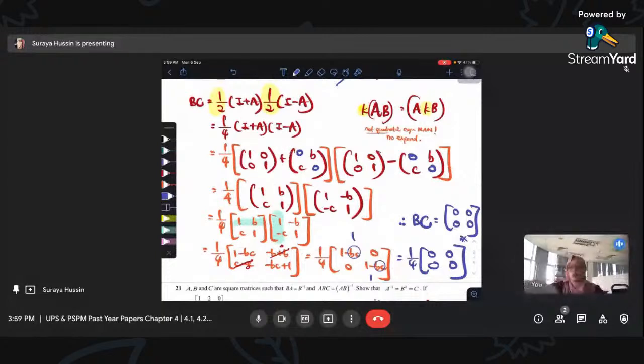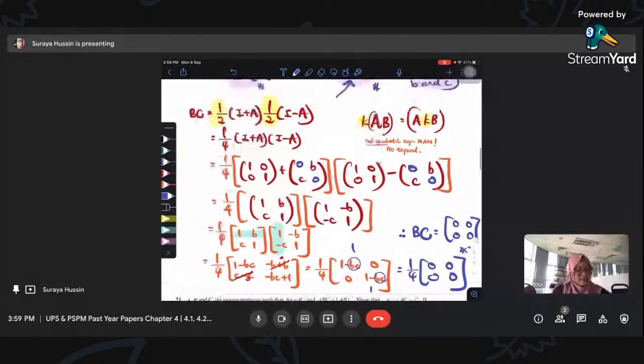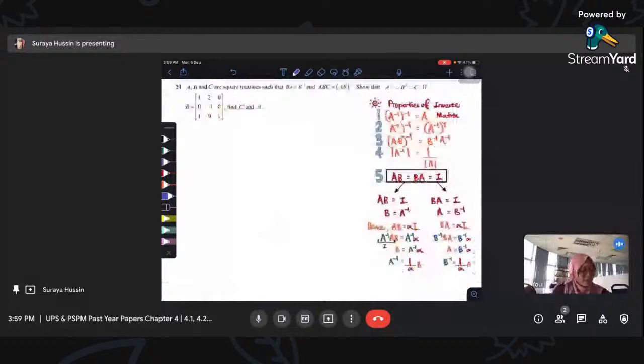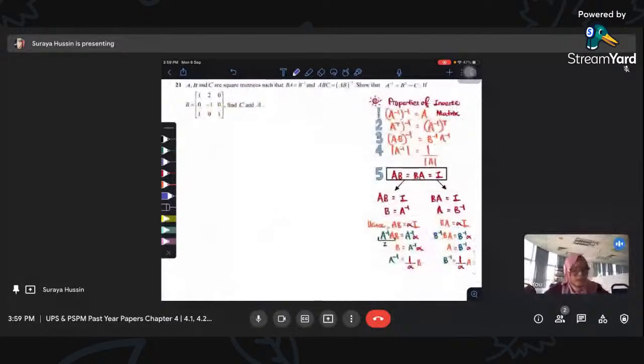Done. 20. Question 20. Easy peasy, isn't it? Senang je, tak susah pun. Questions like this are just a tricky kind of questions. Tricky tak tricky lah, tricky sikit je. Okay, let's go on to 21. I believe 21 is the one everyone wants to learn the most.